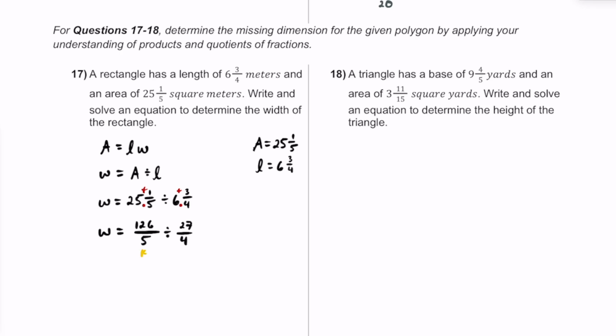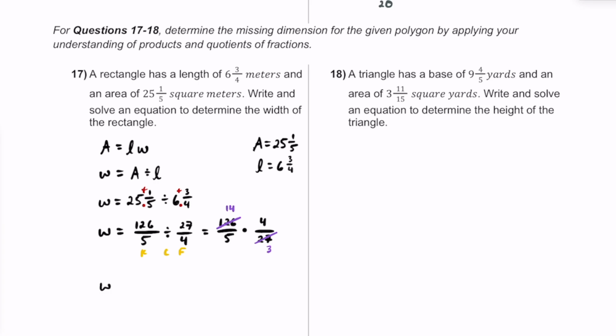All right, so we have a division problem, but we can rewrite it as a multiplication problem. So we can keep this 126 over 5 and multiply this by what? By 4 over 27. Now the 4 and 5 are relatively prime, but 126 and 27, I think we can divide those both by 9. If we divide 27 by 9, we're going to get 3. And if we divide 126 by 9, I think that's going to be 14. 14 times 9 is 126. I think that's it though in terms of simplifying.